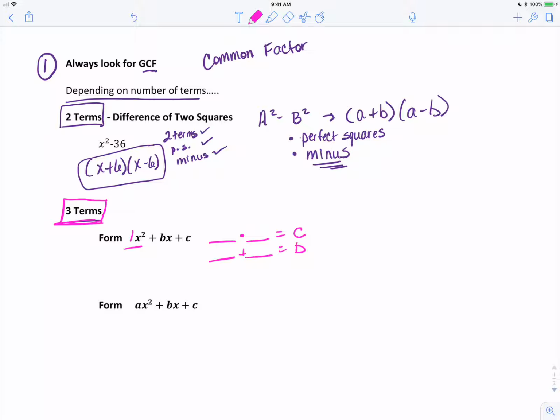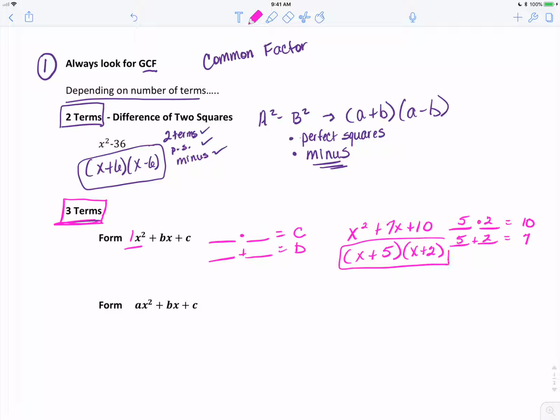So for example, x squared plus 7x plus 10. We said, what times what is 10 that adds up to be 7? Well, that would be 5 times 2 is 10, and 5 plus 2 is 7. So we would know this factors into x plus 5, x plus 2.